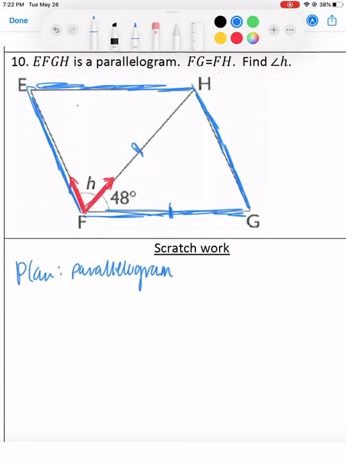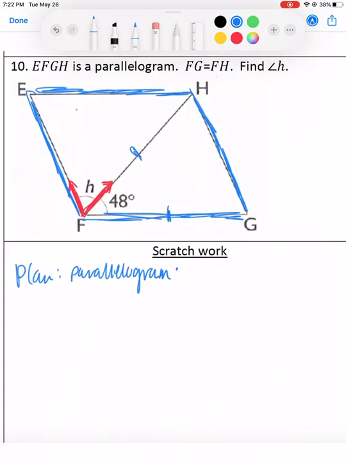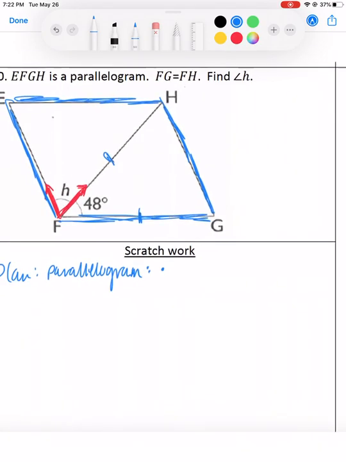Let me zoom in here. Because you have a parallelogram, you should say that the opposite sides are equal.